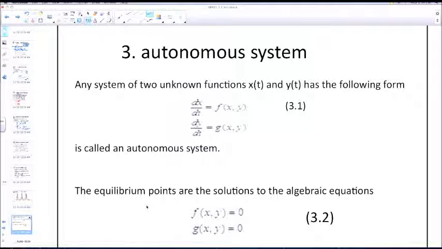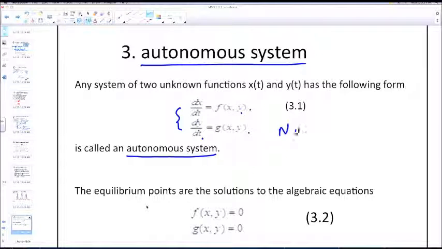3 concepts are related to what we are talking about today. One is the definition of an autonomous system. Any system like this, if you see there's no t on the right hand side, only the derivative on the left hand side, in those systems, we call it an autonomous system. And the only requirement is no t on the right hand side.